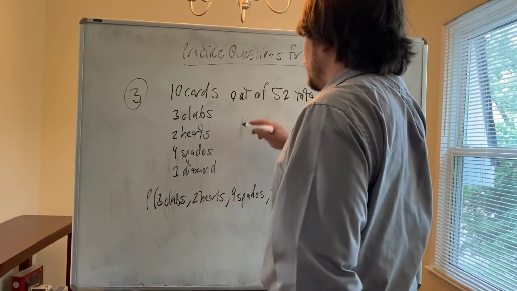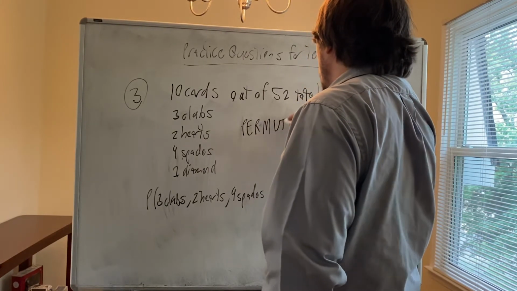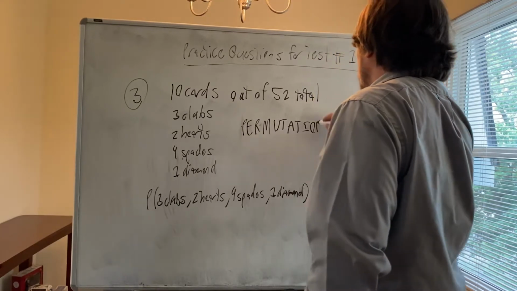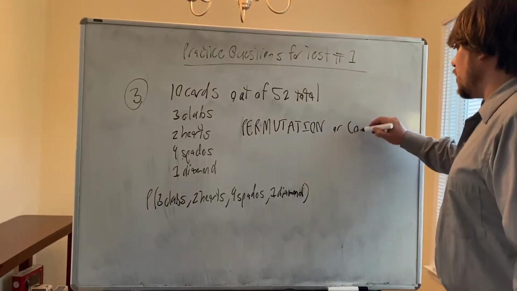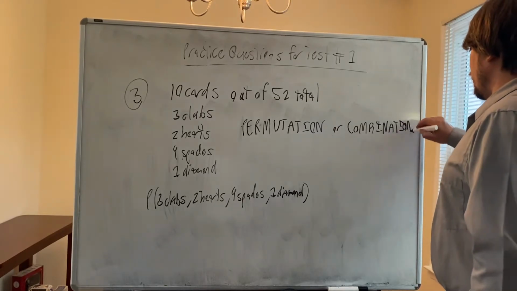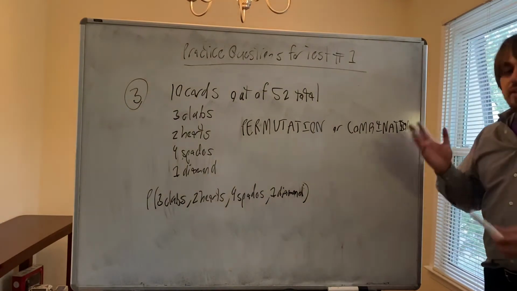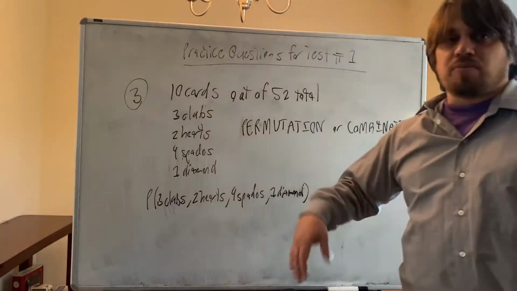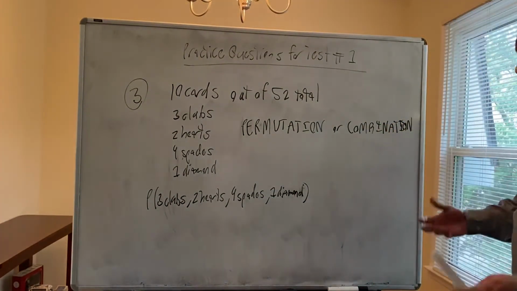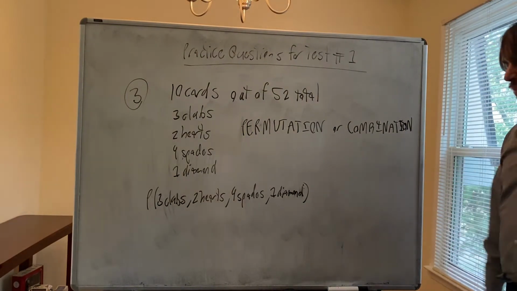When you have this kind of problem with permutations or combinations, the first question you ask is: is this a permutation problem or a combination problem? And to answer that question, you ask the second question. Does order matter or does order not matter?